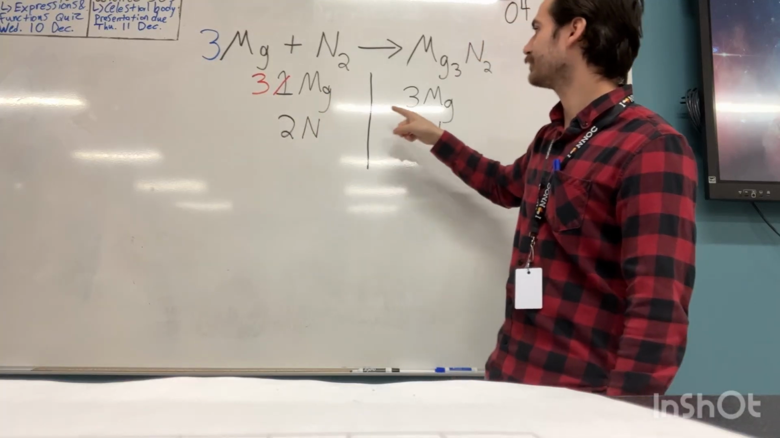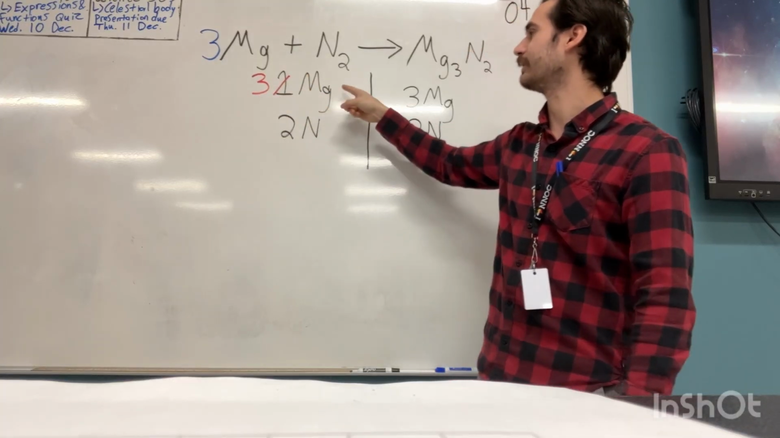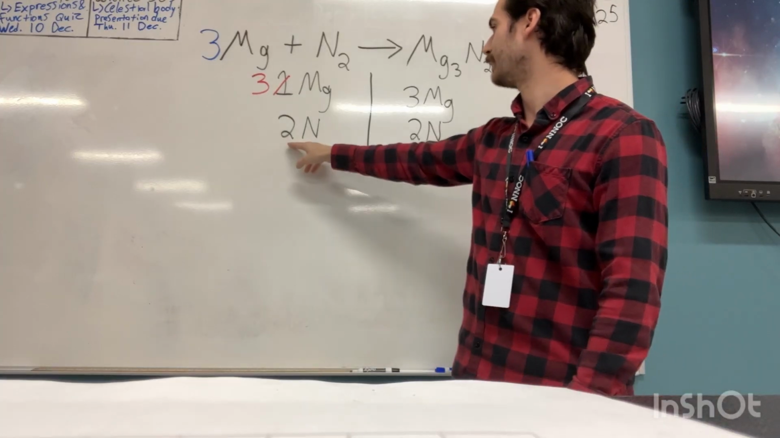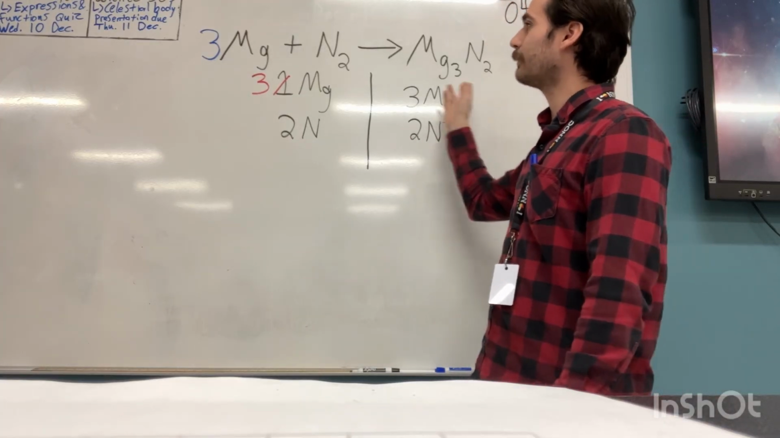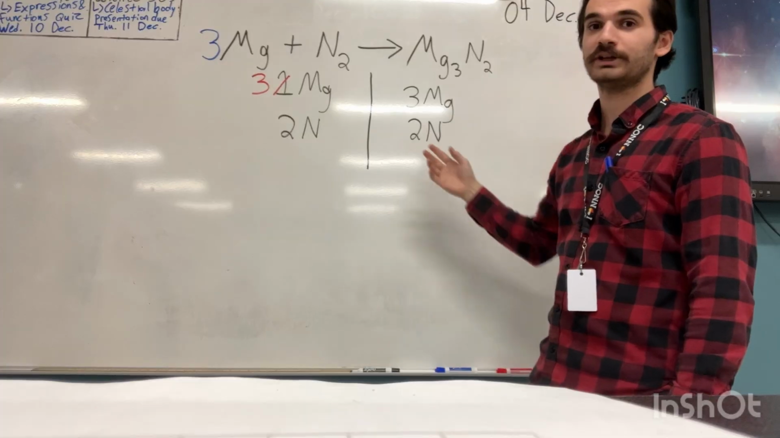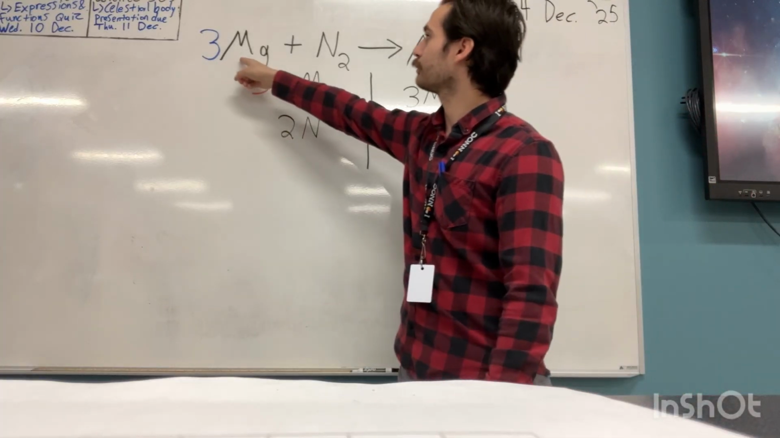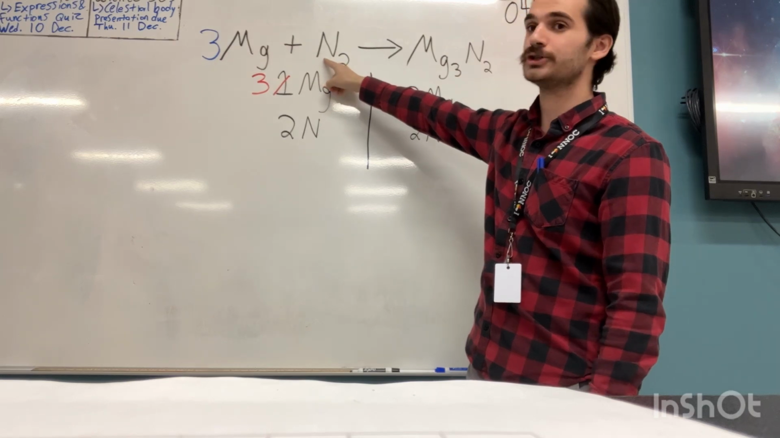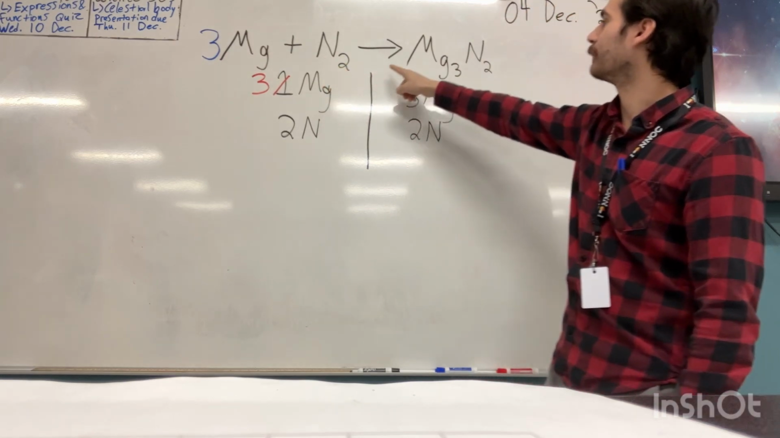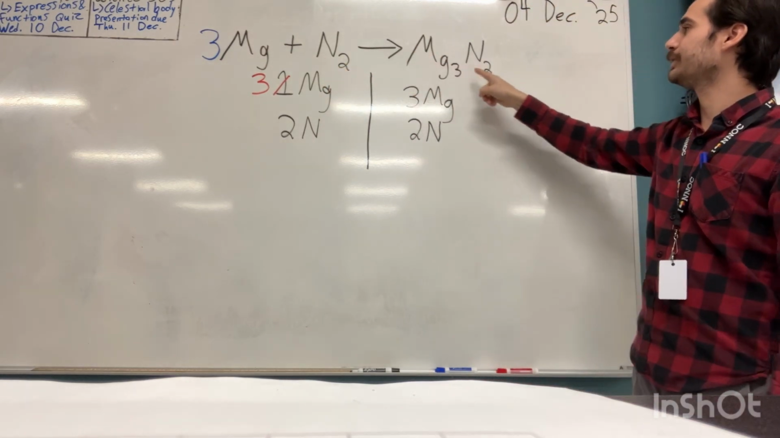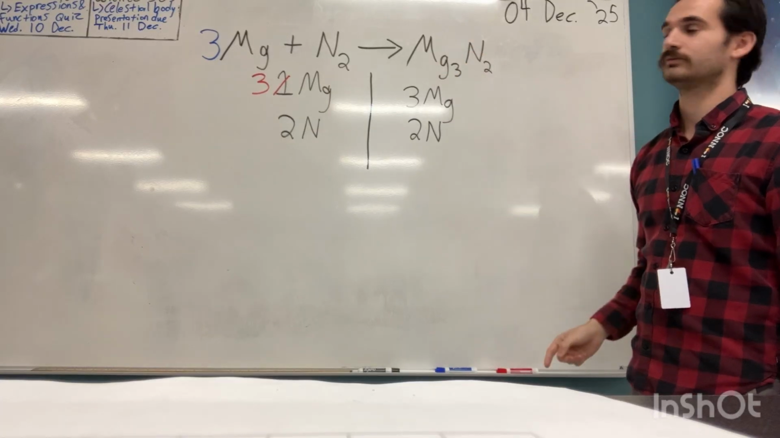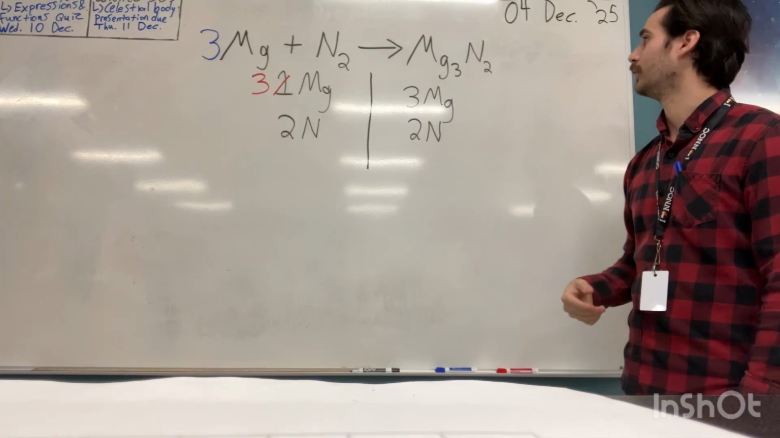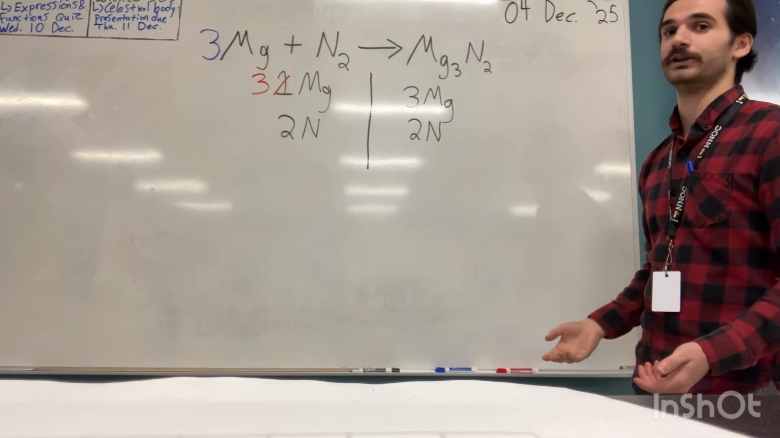Now my magnesium is happy because I have 3 magnesiums on the left side and 3 magnesiums on the right side. I have my nitrogens happy as well, so this is now a balanced chemical reaction. What this is saying is that 3 magnesium atoms react with 1 N2 molecule to form 1 Mg3N2 molecule, or 1 magnesium nitride molecule, as we know it's called now.